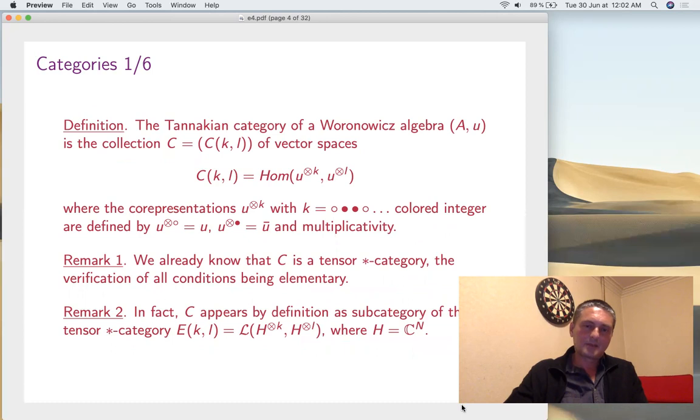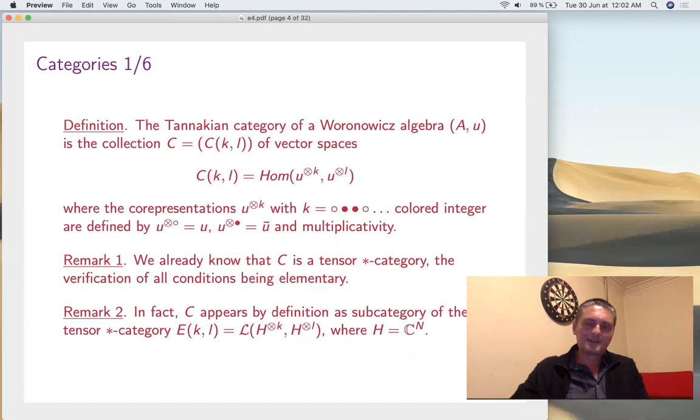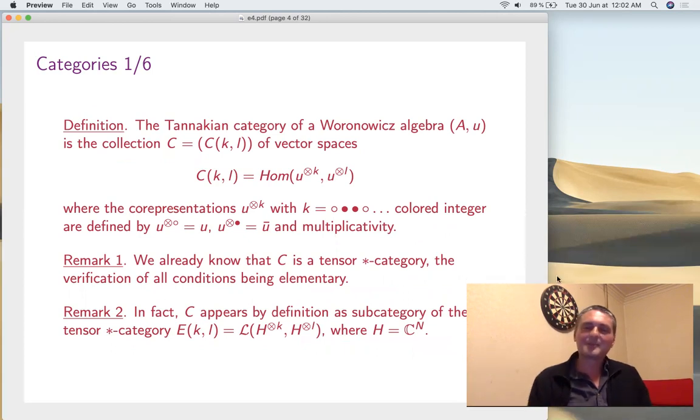Well, it's a bit hard to explain why to get into all these things, but believe me, that's important to the Tannakian duality. So let's start with this. The Tannakian category of a Woronowicz algebra is just the collection of these Hom spaces, K L being now, of course, colored integers because U doesn't commute with U bar.